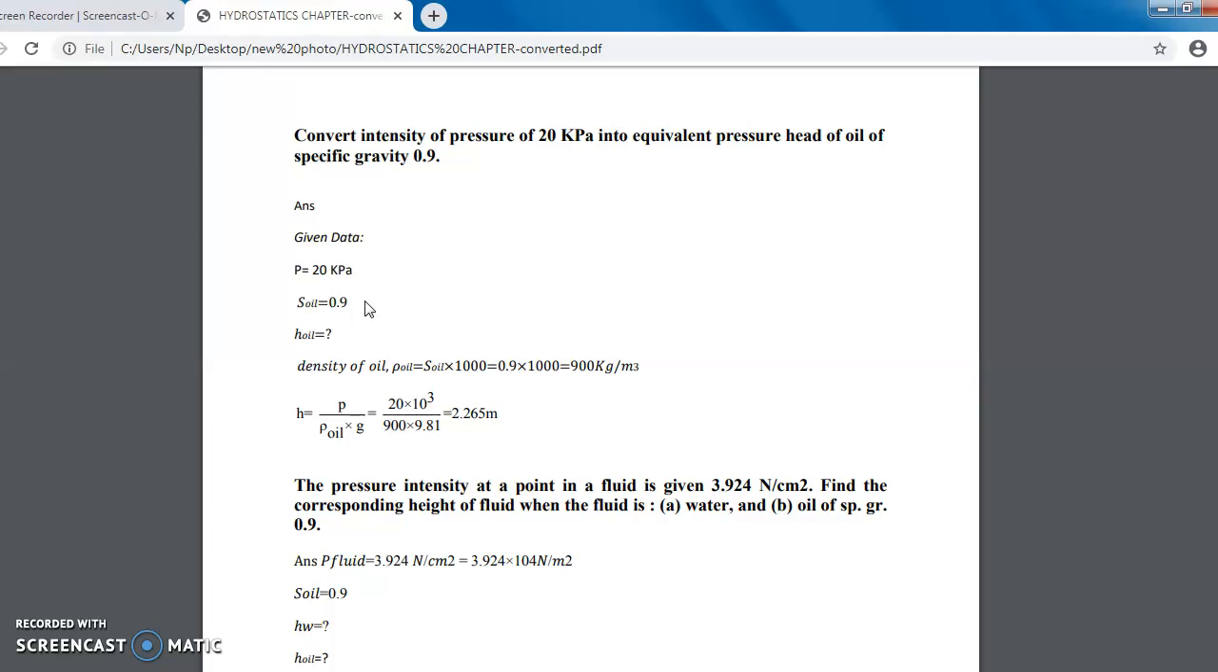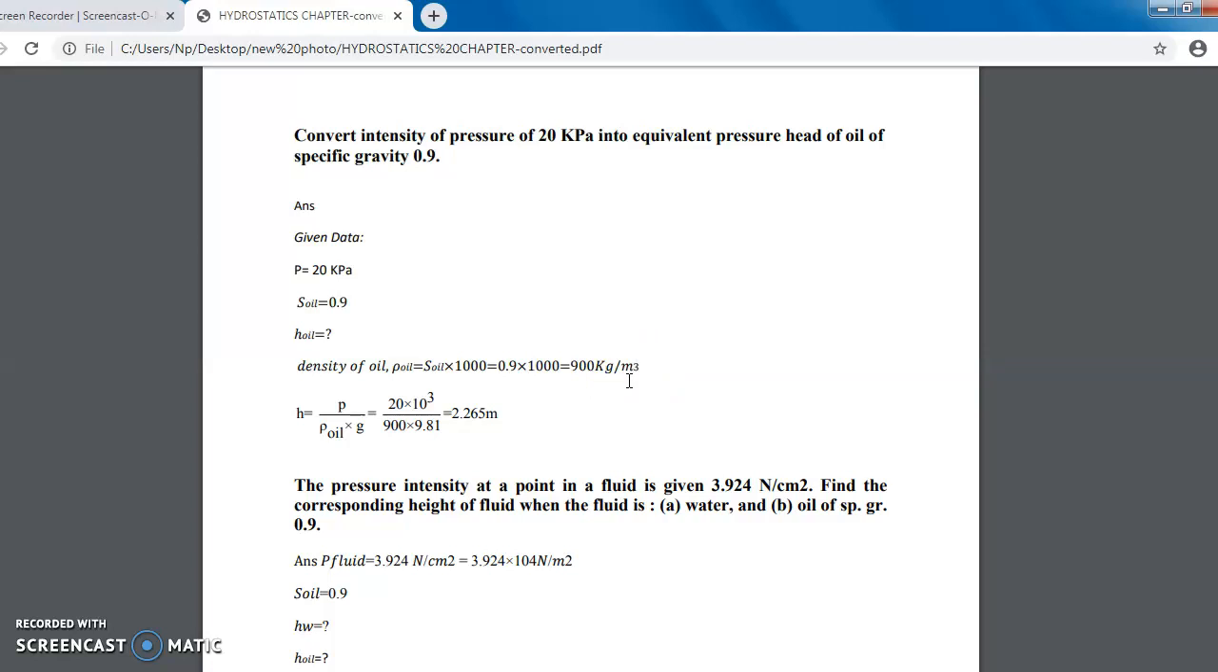The question gives the specific gravity of the oil as 0.9. So first you have to calculate the density of that oil. The density of the oil is equal to the specific gravity of the oil into 1000. The specific gravity is given as 0.9, so 0.9 into 1000. What will we get? We get 900 kg per meter cube. This is the density of that oil.